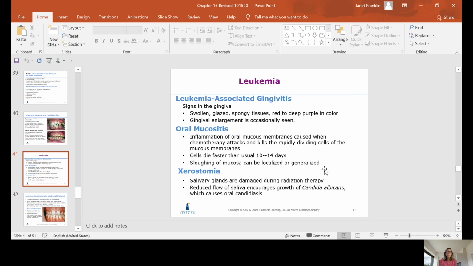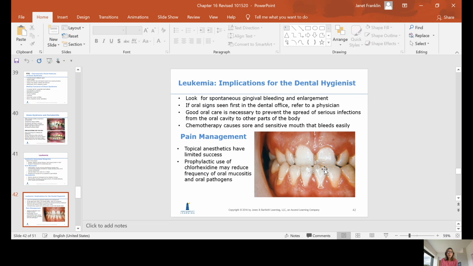Leukemia. Leukemia is a blood disorder. It shows up in the gingiva as swollen, glazed, spongy tissues, red or purple in color. Xerostomia is common. You will not see, hopefully, a lot of leukemia patients in practice. Just be aware, as far as the implications for the dental hygienist, to look for spontaneous gingival bleeding and enlargement that is not explained by anything else. Usually this would be the patient where the amount of plaque on their teeth does not equal the amount of redness, gingival bleeding, and inflammation they have. And so that is kind of a trigger.